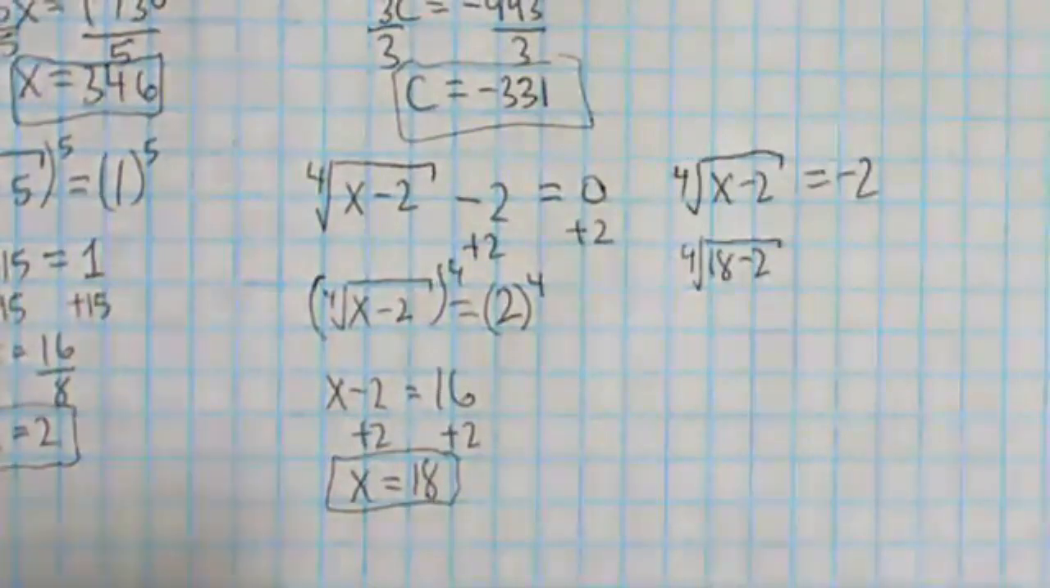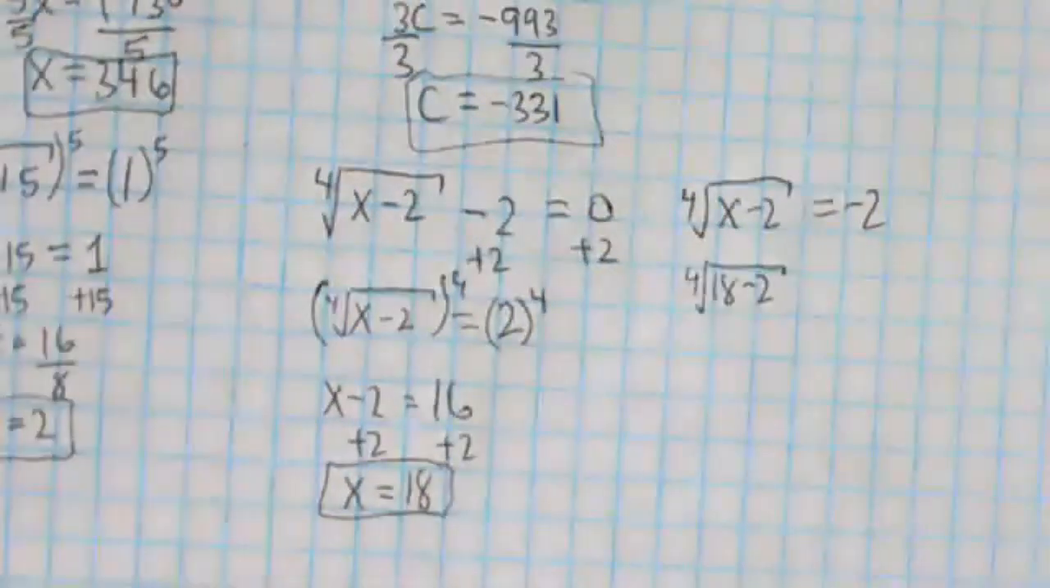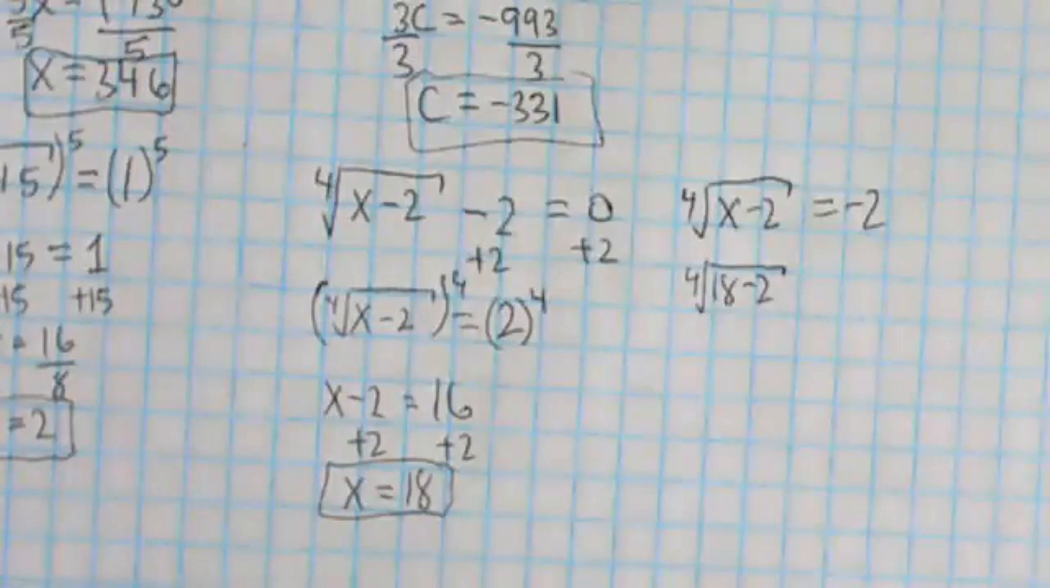So when our index is even, you do need to potentially watch out for extraneous solutions, just like you would with regular square roots. If it's odd, we don't even need to think about that. But overall, it should be pretty consistent with what you learned in the first two videos.